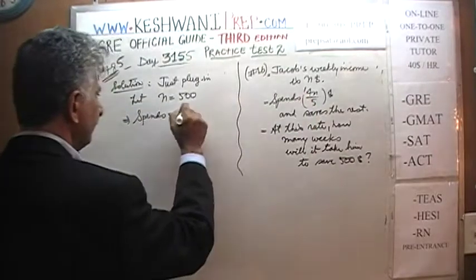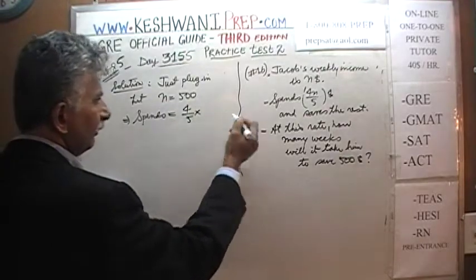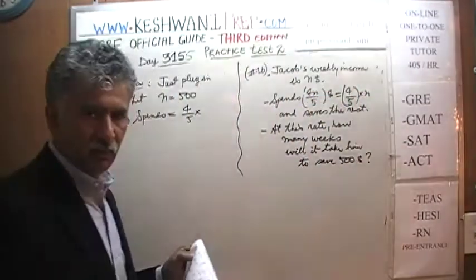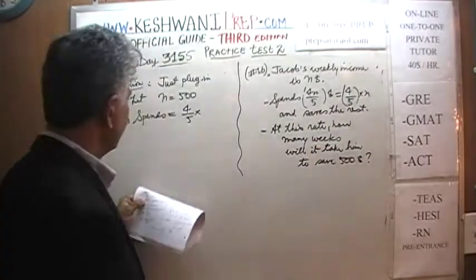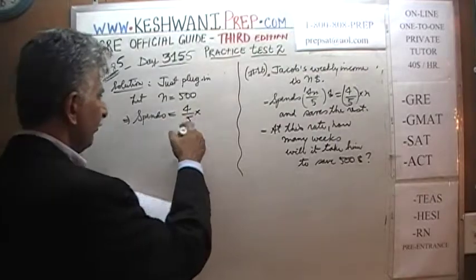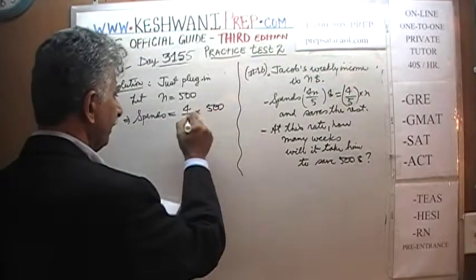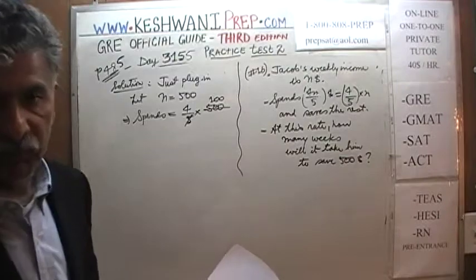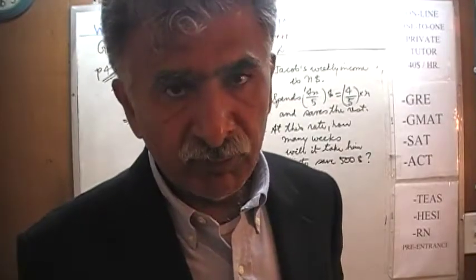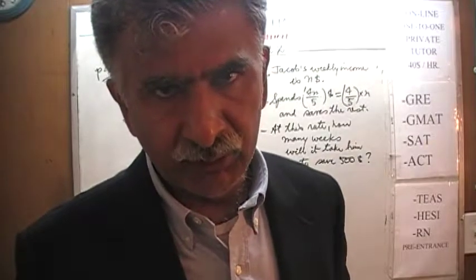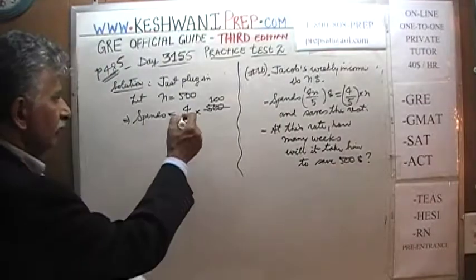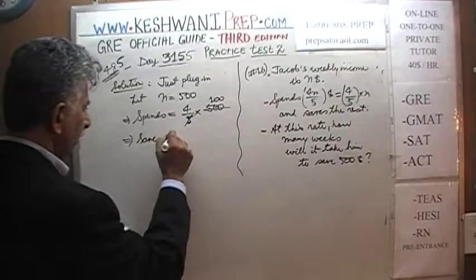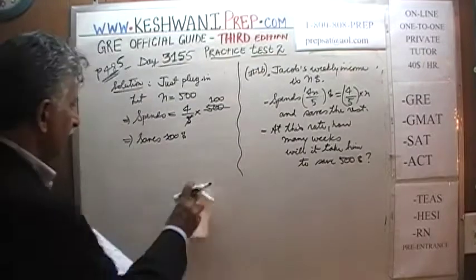So if that's the value of n, then he spends 4/5 times n, because 4n over 5 is the same as 4/5 times n. So if n is 500, then he spends 4/5 of $500. Let's divide top and bottom by 5, and we end up with 100 times 4, which of course makes perfect sense because we know that he spends 4/5 of his income and he saves 1/5. 1/5 of 500 is $100. He saves $100 and spends $400, right here, 4 times 100. That means he saves $100 a week.